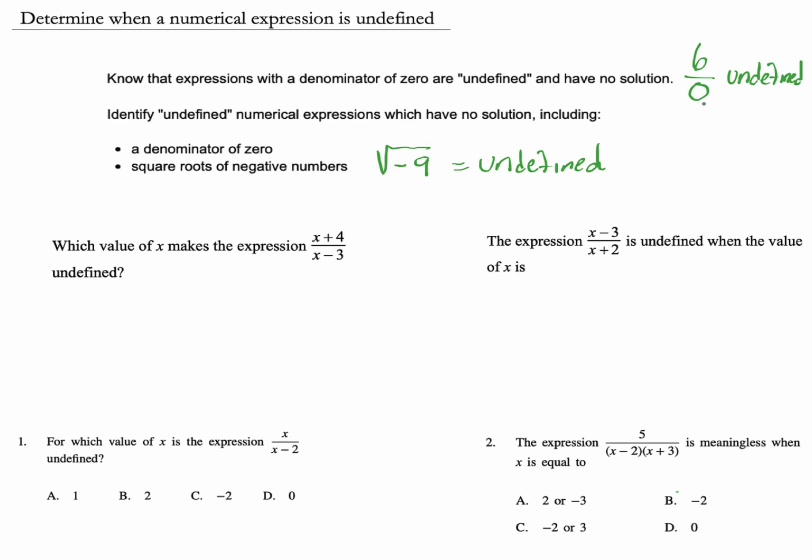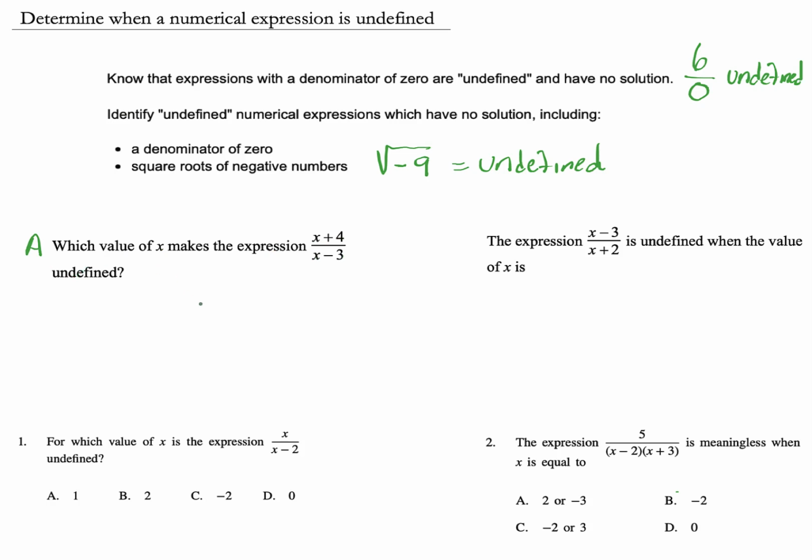Now, it's not going to be that simple on the GED exam. You may have to do some work to figure out what number, because they're going to mix variables with numbers for you to figure out which expression is undefined and also what value for the variable makes it undefined. I hope that all makes sense. So I have 2 examples here before we jump into some sample questions. The first one, let's call this A, says: which value of x makes the expression x plus 4 divided by x minus 3 undefined?